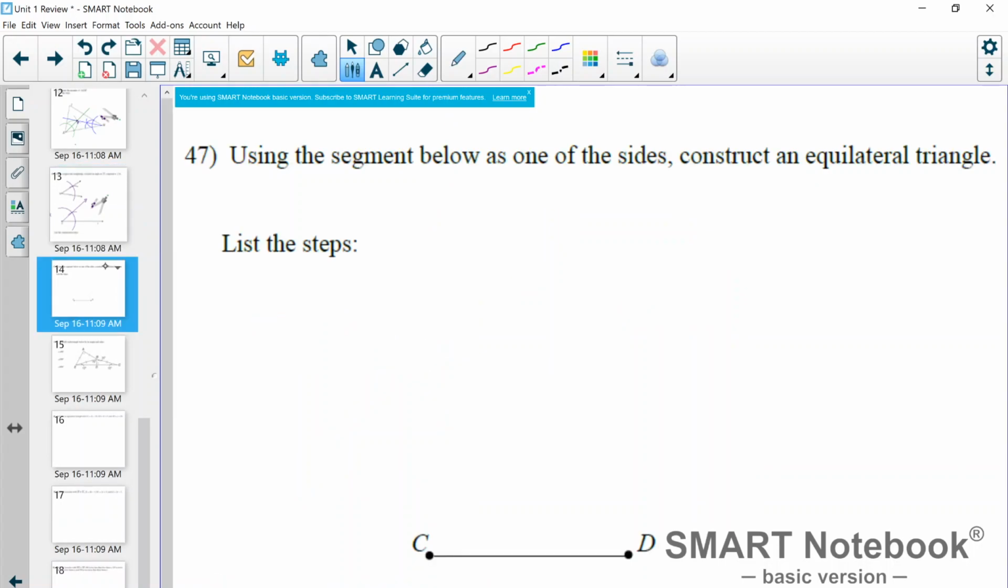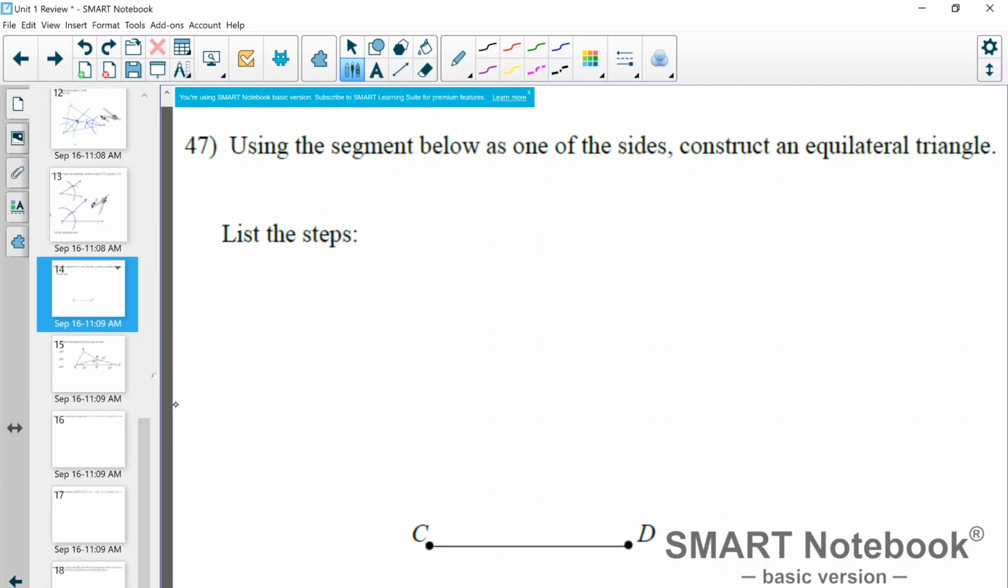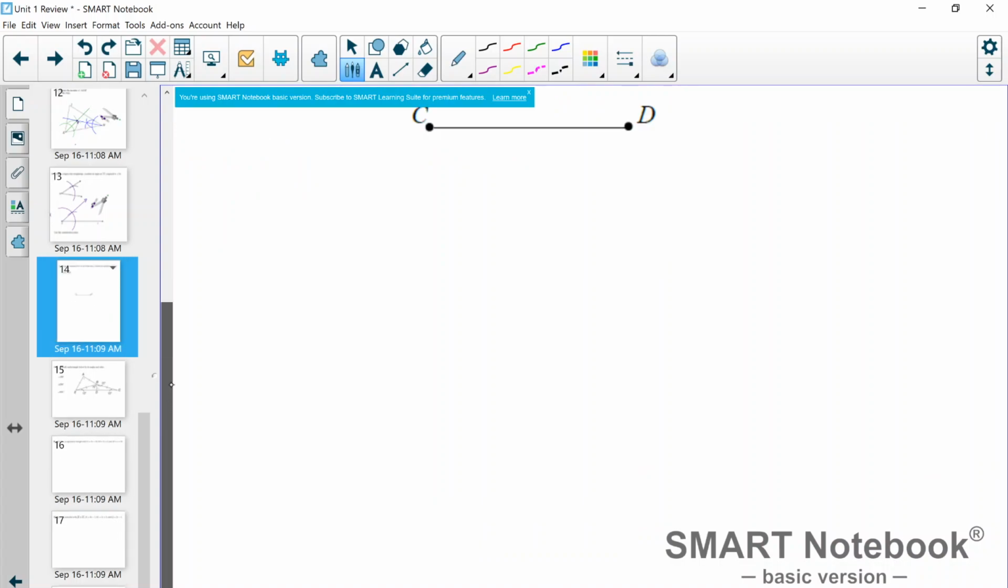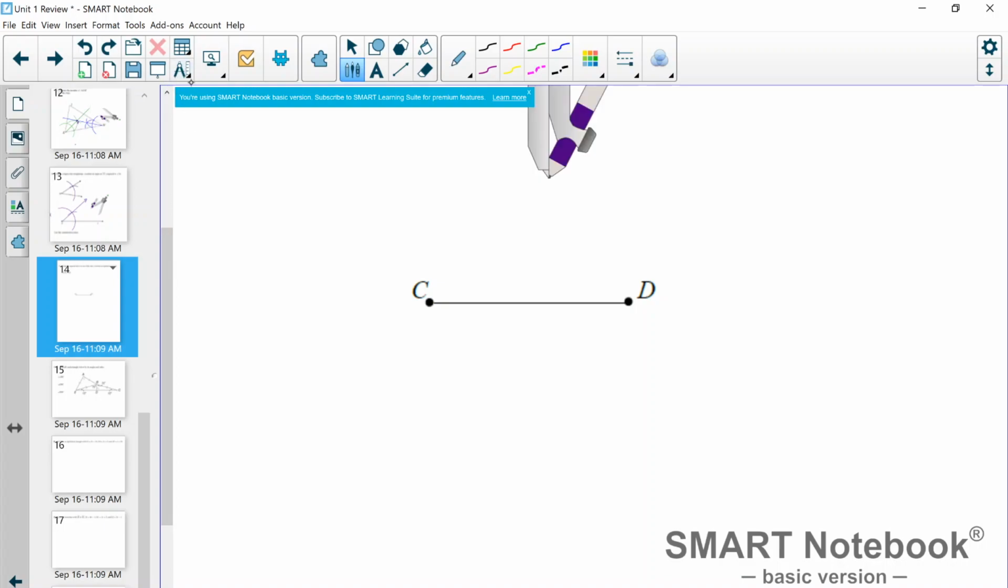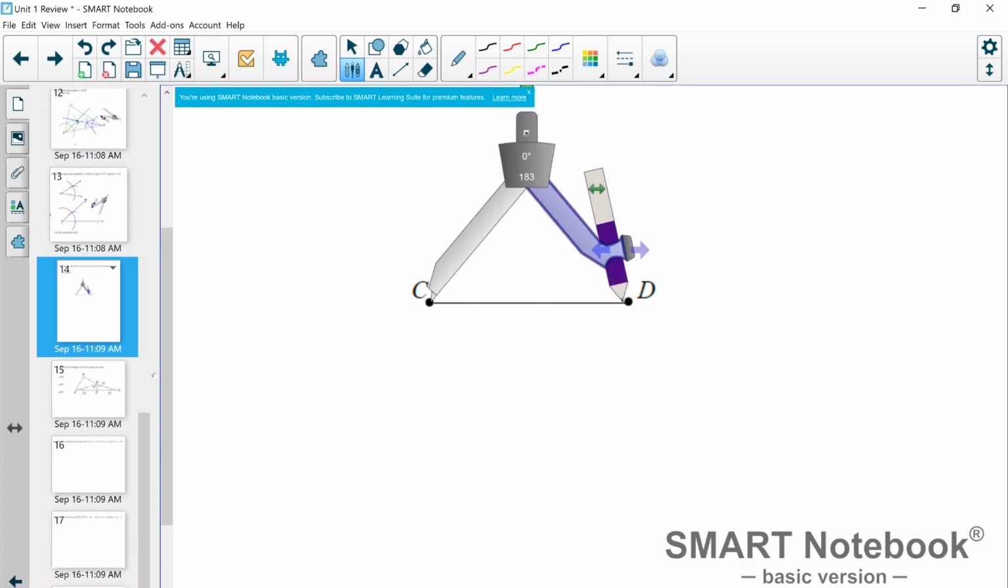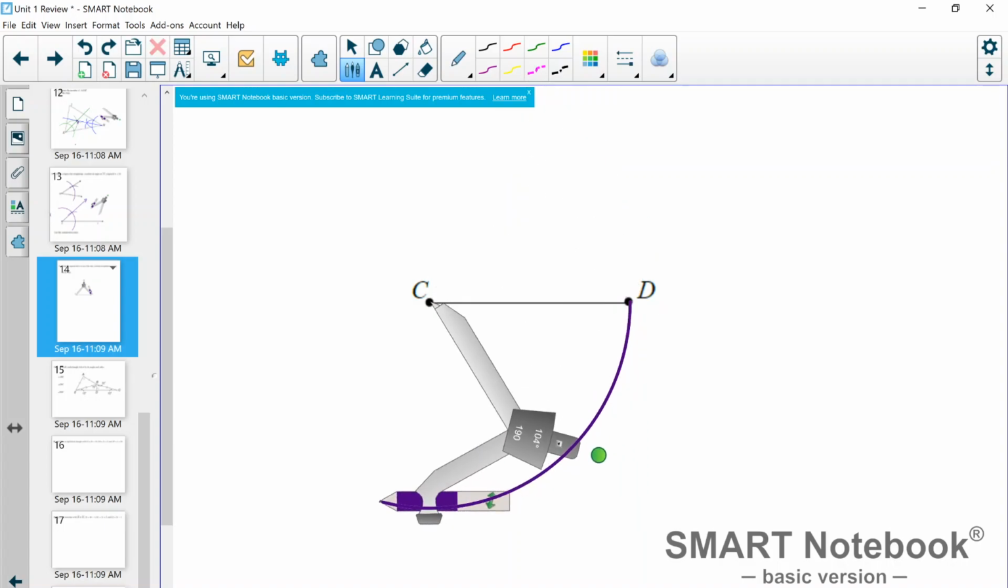Here we're tasked with finding the equilateral triangle. Here we have segment CD. And to create an equilateral triangle really isn't that difficult. It's pretty much the same as finding a perpendicular bisector. So to construct, we put our bullseye end on point C, and we're going to open it to point D, and we're just going to make a swoop around.